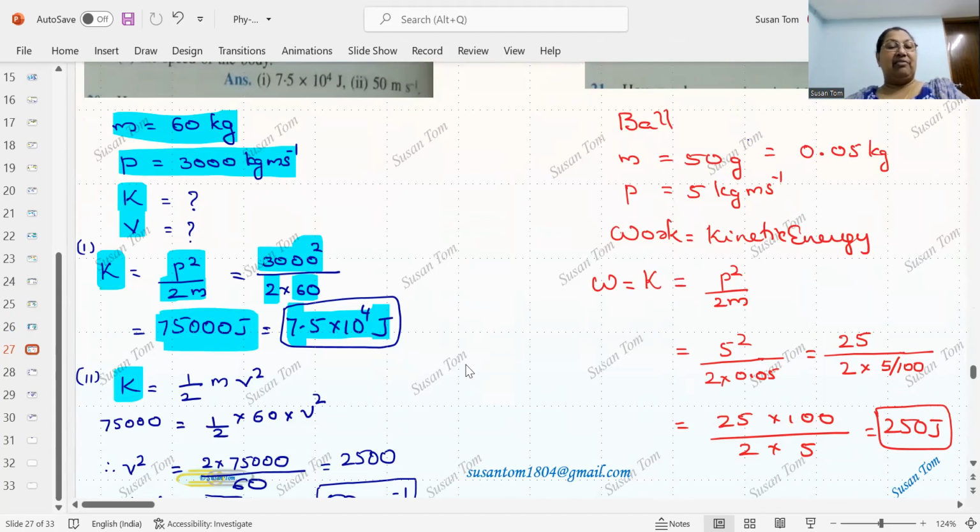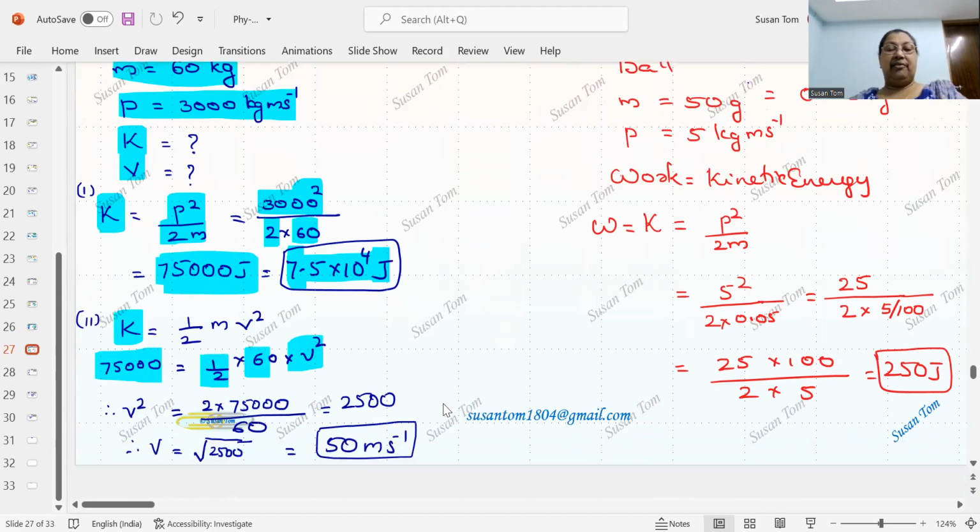We know kinetic energy is equal to half mv square. Substitute that kinetic energy calculated in the first part here: half into mass into v square. Solve for v square, you are getting 50 meter per second.